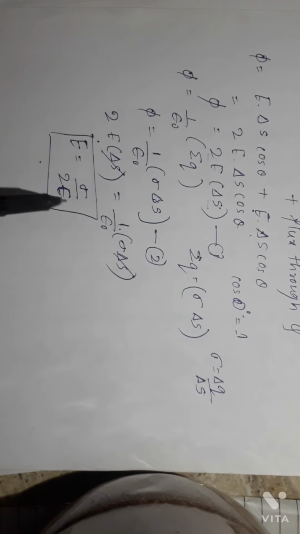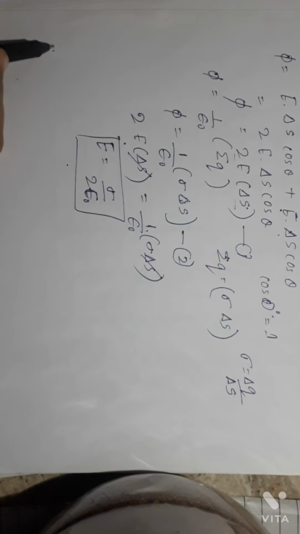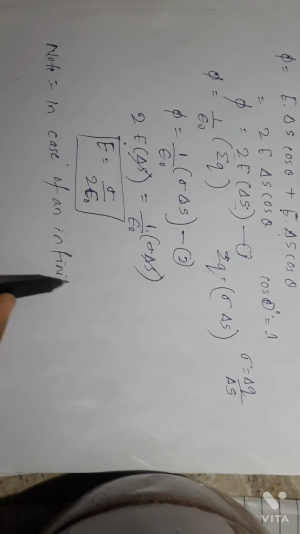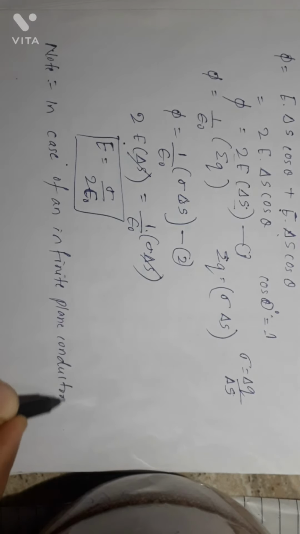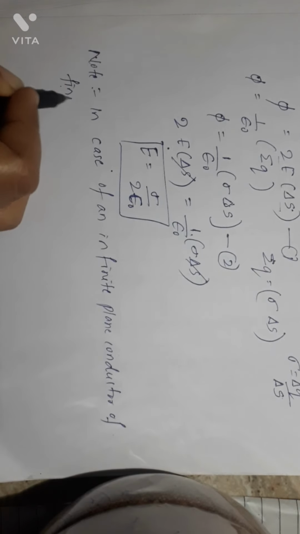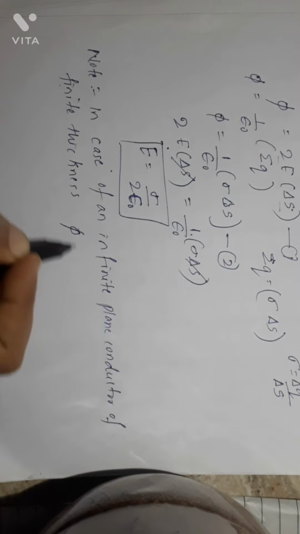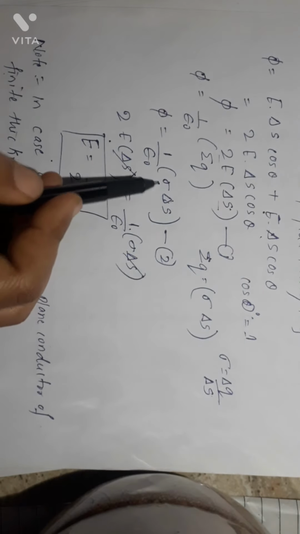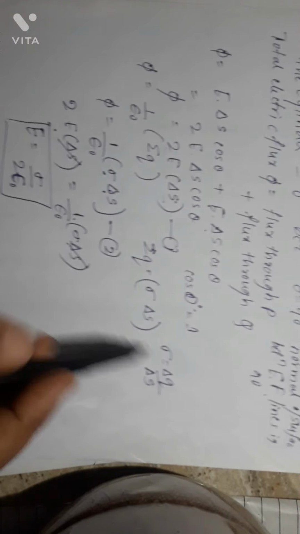In the case of an infinite plane sheet, the field is sigma upon 2 epsilon naught. In the case of an infinite plane conductor of a finite thickness, the flux will be phi equal to 1 by epsilon naught times 2 sigma into delta S, because charge is enclosed on both the sheets.